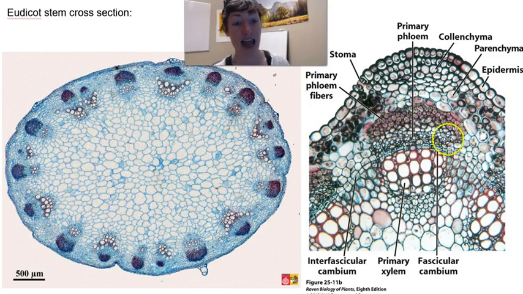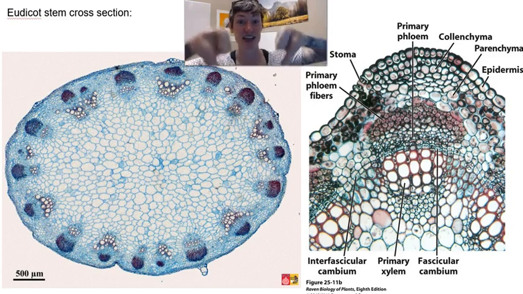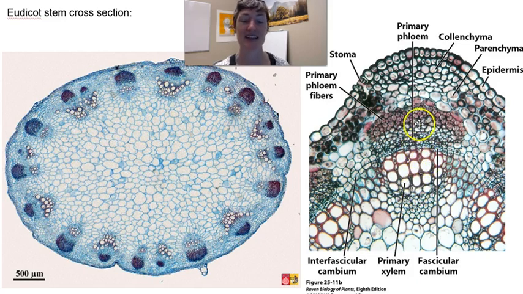So we have that cap here. And then underneath that, we would find our phloem cells, which are made up of sieve tube elements and companion cells. Then look at this ring here, a continuous ring of hamburger-shaped cells, right? That's because they're small cells that keep dividing in two directions. They're dividing to the inside and to the outside. To the inside here, they're making xylem. To the outside, they're making phloem.